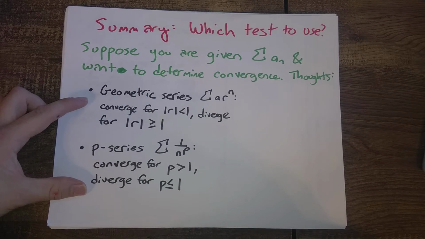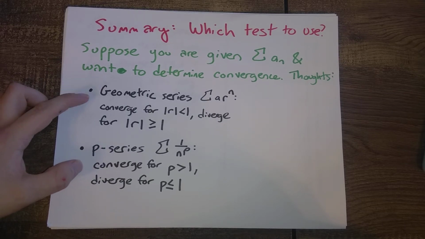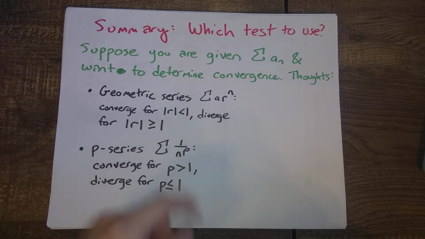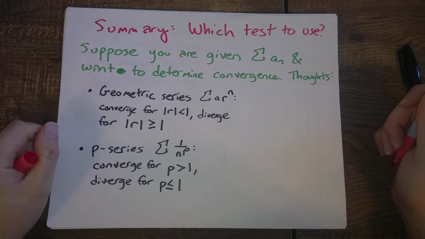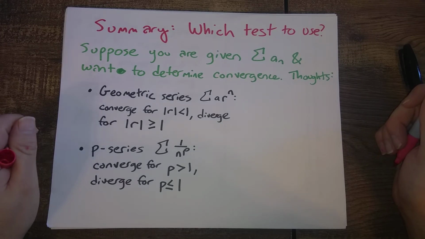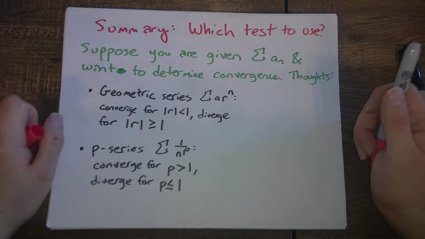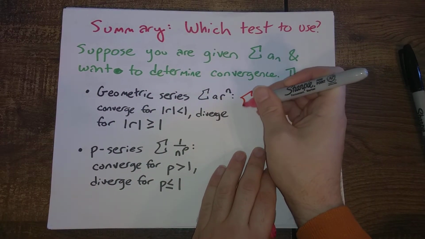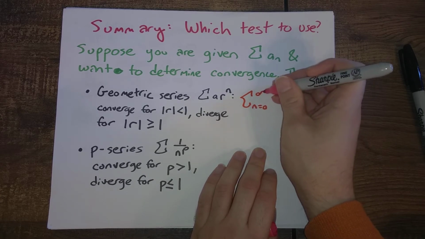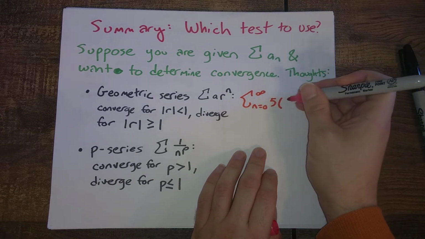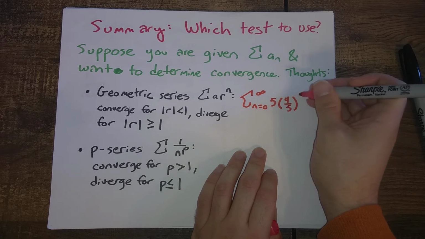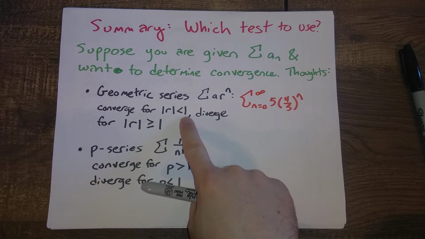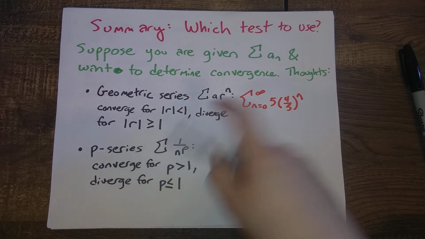The first thing to pay attention to is, maybe you have a geometric series or a p-series. A geometric series is just a constant times r to the n. You should know that these series converge if the absolute value of r is less than 1, and they diverge if the absolute value of r is greater than or equal to 1. So if you see something like the sum from n equals 0 to infinity of 5 times (4/5) raised to the nth power, here we see that r is less than 1 in absolute value, and so this is going to converge.